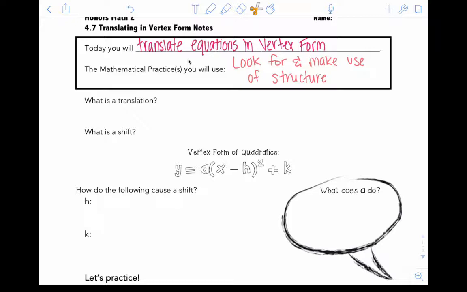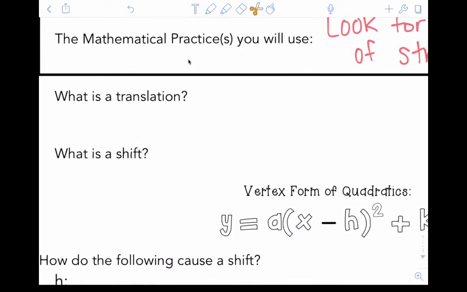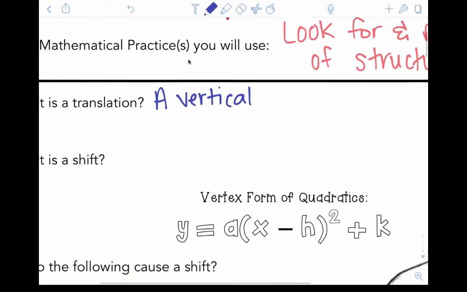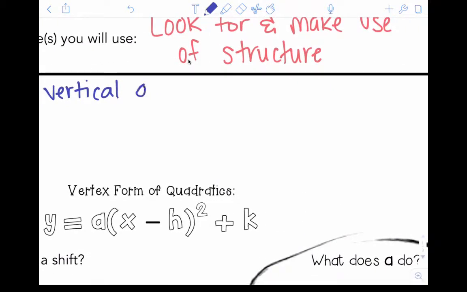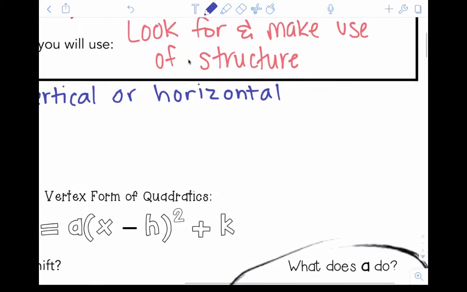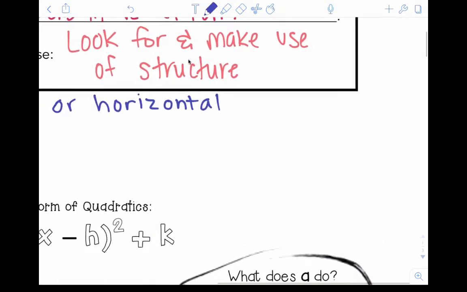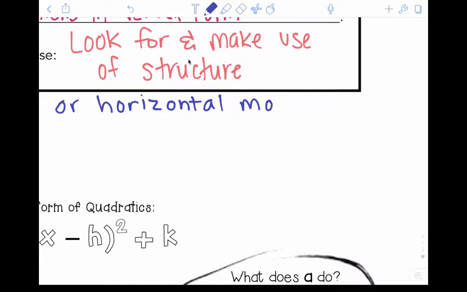Before we do this, though, we need to make sure we know what a translation is and what a shift is. So a translation is a vertical or horizontal movement on a coordinate plane. So you've used this in the past with geometry when you're talking about translation of objects, and you would move the objects around the graph, and sometimes they would have diagonal movements, but what was really happening there was they were moving horizontally, so they were moving left to right, and then they were moving up and down.